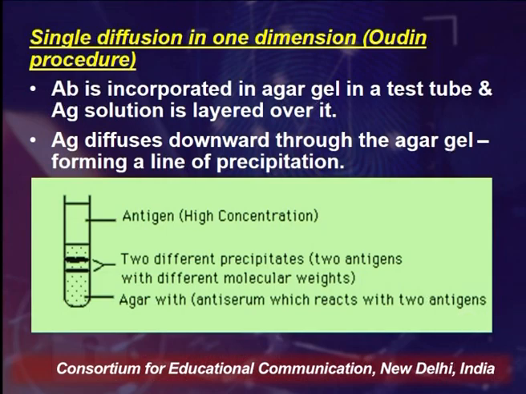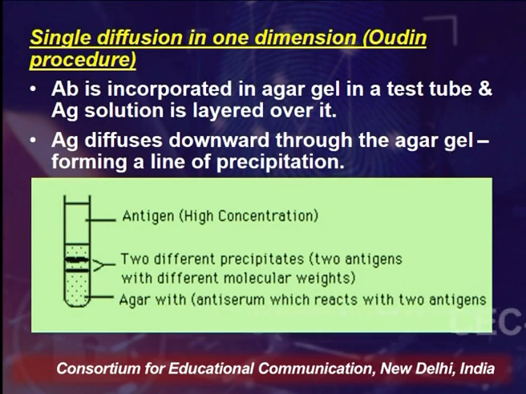Single diffusion in one dimension is also known as the Oudin procedure. Antibody is incorporated in agar gel in a test tube and the antigen solution is layered over it. As we can see in the image below, the agar has antiserum that reacts with two antigens, and on top of that we have put antigen at a very high concentration. In single diffusion in one dimension, as the antigen is in high concentration, it will move in one direction only, towards the antibody, and the reaction will be formed in the pre-zone.